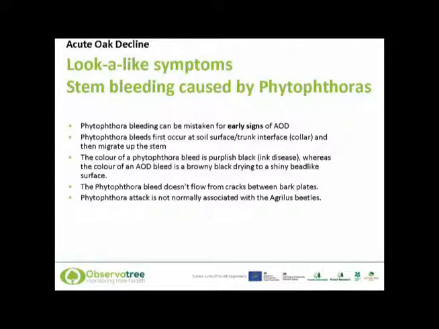Look-a-like symptoms can also be produced by various Phytophthoras. Phytophthora bleeding can be mistaken for early signs of AOD. There are some differences between the two diseases, though, that help distinguish between them. So, for example, Phytophthora bleeds first occur at the soil surface or the trunk interface and then migrate up the stem. The colour of a Phytophthora bleed is a purplish black, whereas an AOD bleed is a browny black. The Phytophthora bleed doesn't flow from cracks between bark plates like that of the AOD, and Phytophthora attack is not normally associated with the Agrilus beetles.